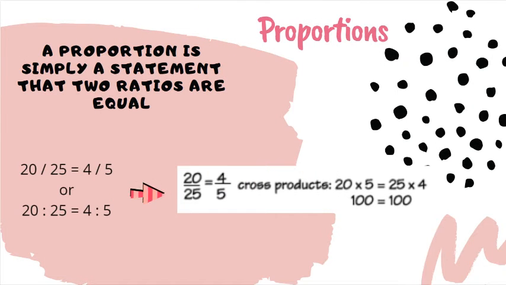In problems involving proportions, we can use cross products to test whether two ratios are equal and form a proportion. To find the cross products of a proportion, we multiply the outer terms, called the extremes, and the middle terms, called the means. Here, 20 and 5 are the extremes, and 25 and 4 are the means. Since the cross products are both equal to 100, we know that these ratios are equal, and that this is a true proportion.